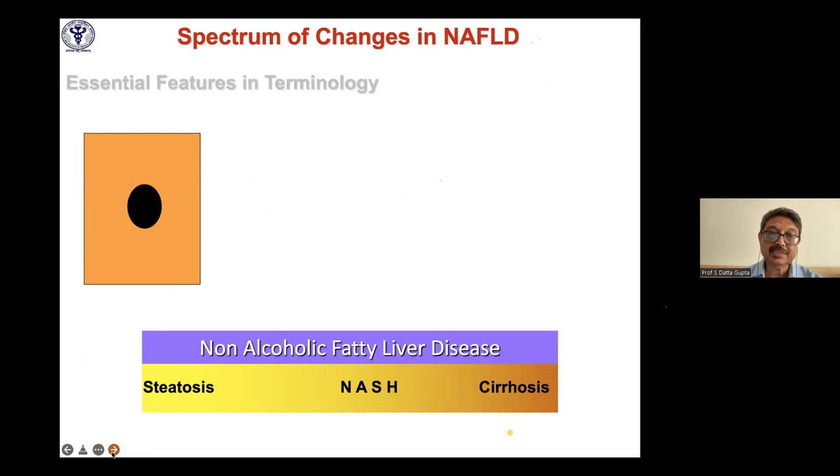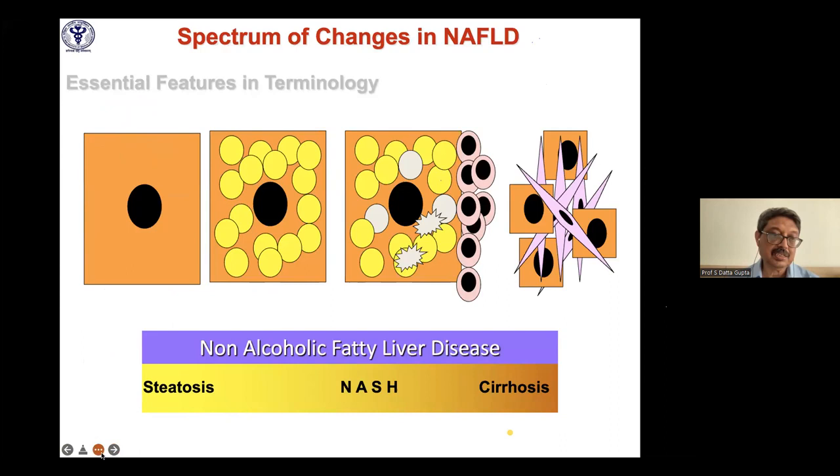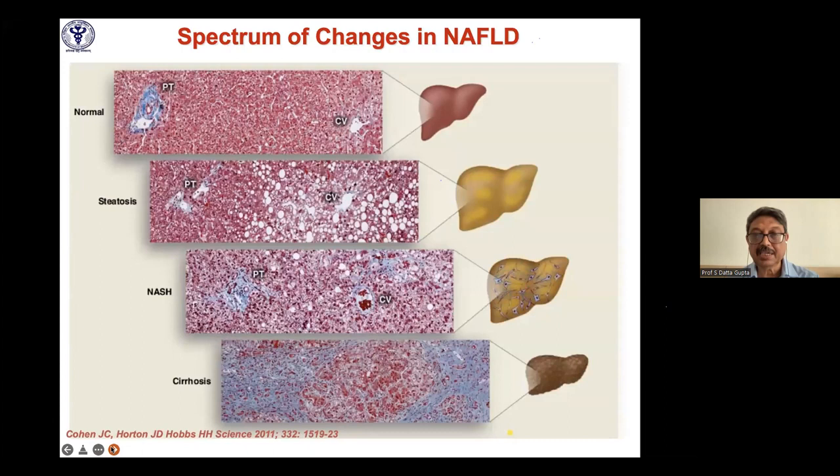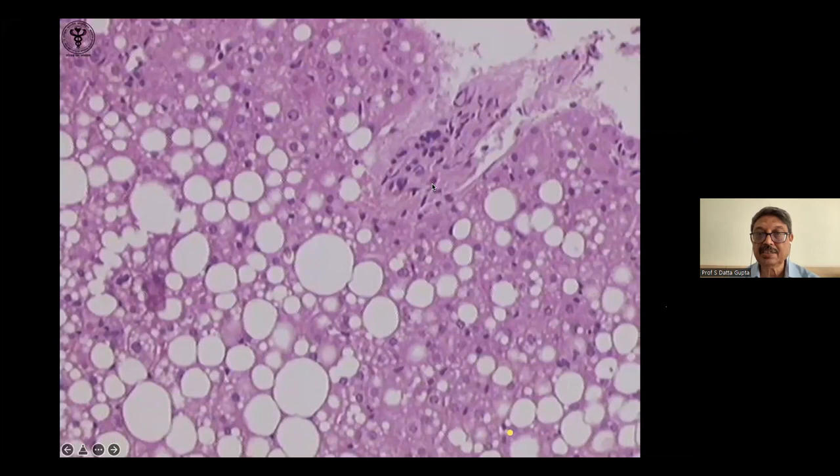In NASH, it's the same thing. First you have fatty change, then steatohepatitis, and then cirrhosis or fibrosis. So this is the same thing, except that fat is present. The other thing in NASH, which I want to tell you, is microvesicular steatosis, which generally looks like foamy hepatocytes. These are varying grades of fatty change. Portal inflammation is less.